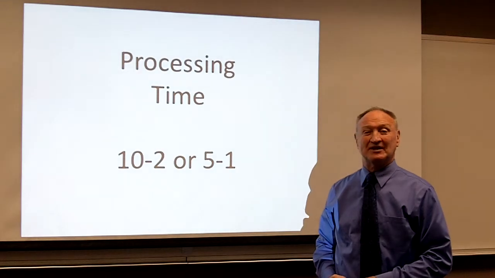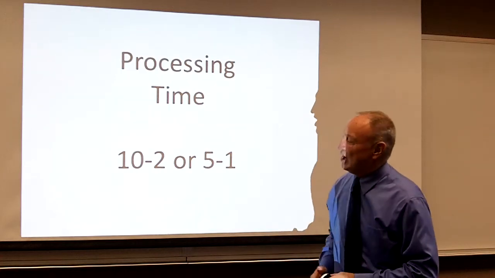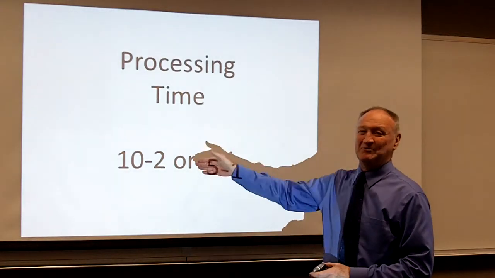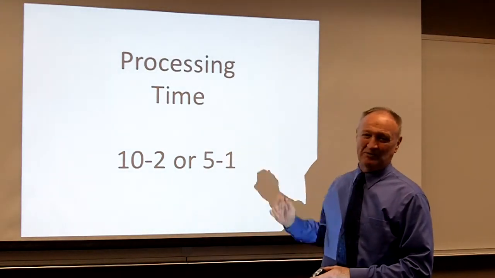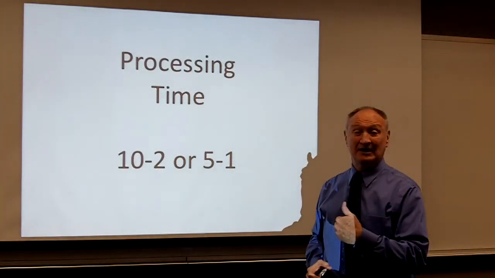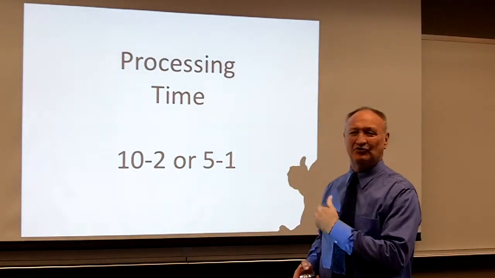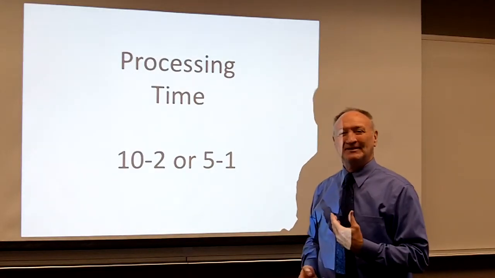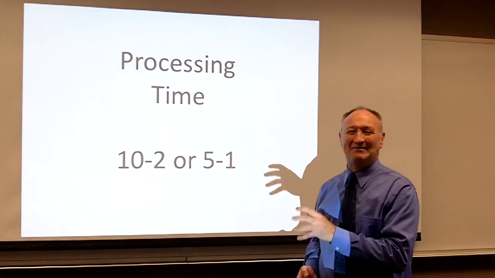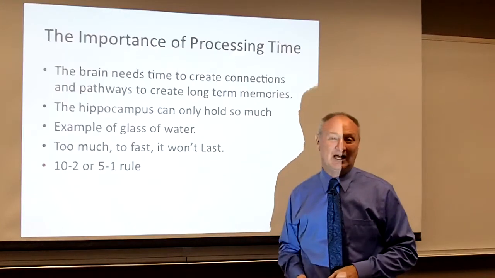Another way to think of processing time that I like that helps is the 10-2-5-1 as a reminder of how often you need to provide students processing time. For younger students, 5 minutes of instruction needs to be followed by 1 minute of processing time. For older students, 10 minutes of instruction needs to be followed with 2 minutes of processing time. And I like the 10-2-5-1 as a way to help you remember that if you've been talking in front of your class, you need to give students time to get that information into long-term memory so that they're going to be able to utilize those facts.